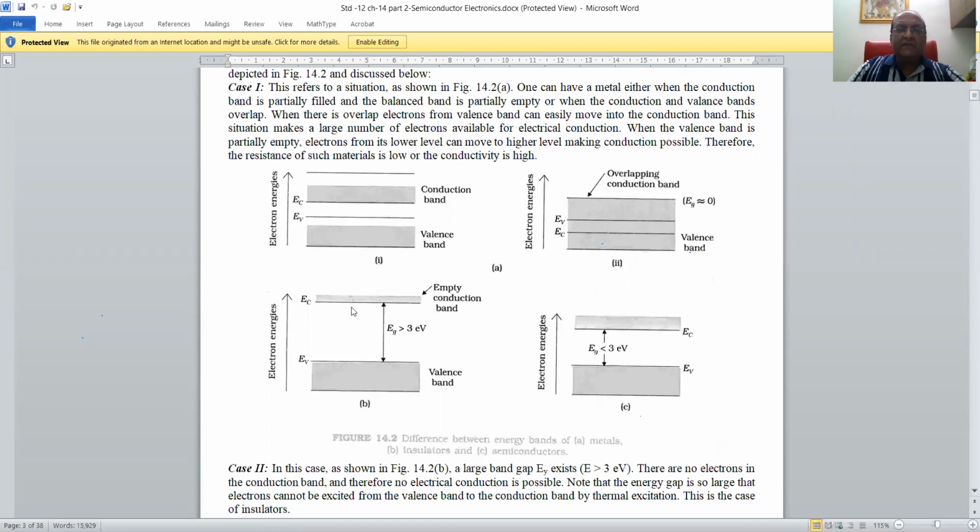The energy gap between valence band and conduction band, that is large one, and that is approximately of the order of greater than 3 electron volt. So valence band is filled one, conduction band is empty one, but those electrons which are accommodated in valence band, they don't have sufficient energy so that they can jump to conduction band and becomes free electron.